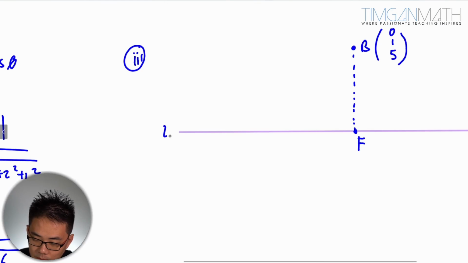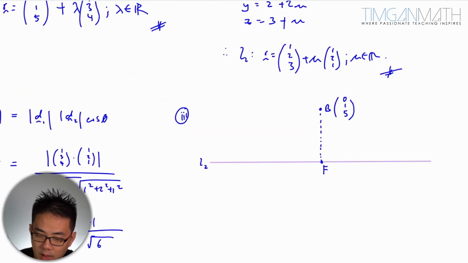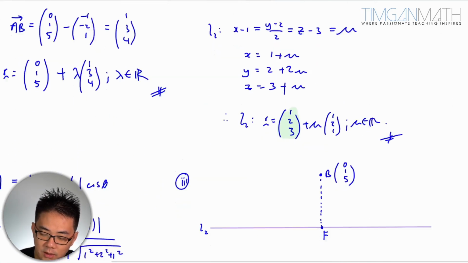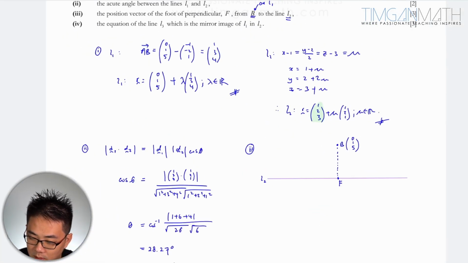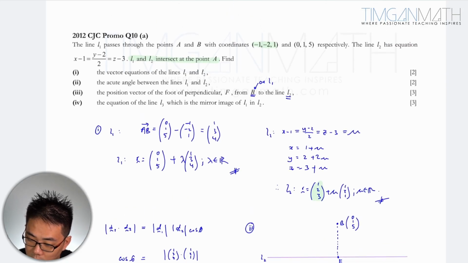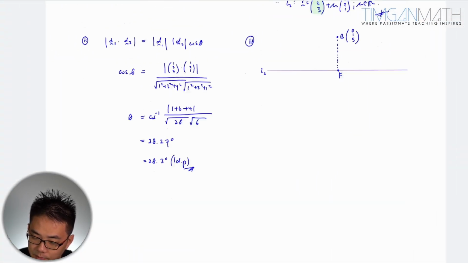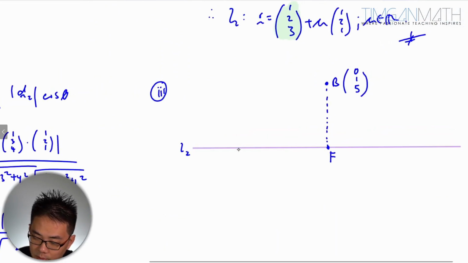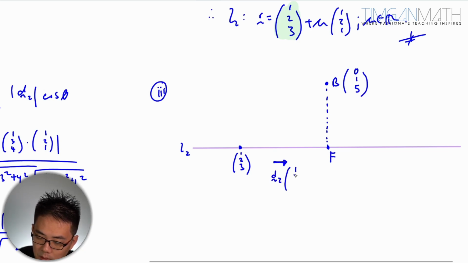L2. Okay. L2 has got point A. Is that point A? No, that's not point A. I'm just going to use 1, 2, 1. Point A is on L2. You can use point A. You can just use this point now, 1, 2, 3. The direction here is 1, 2, 1.